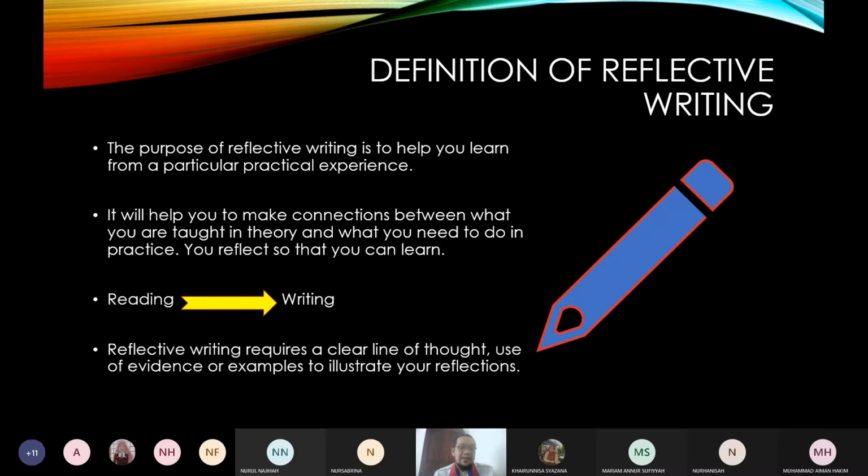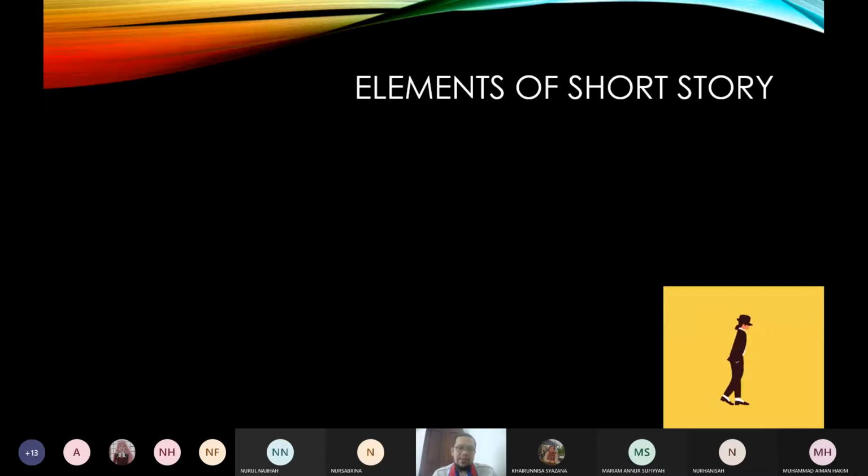Alright, reflective writing requires a clear line of thought, use of evidence or examples to illustrate your reflection. Bila you bagi reflection, every claim that you make, you have to quote dengan apa yang you baca lah, alright, line berapa, so that your argument is strong. Macam you buat extended essay, kalau you buat argumentative, you must have evidence and every claim that you make in your writing.